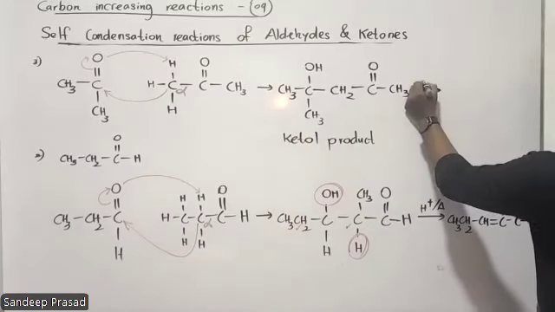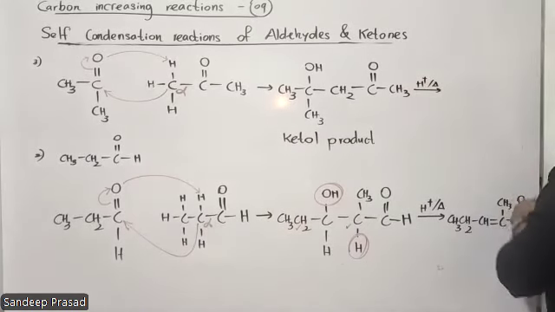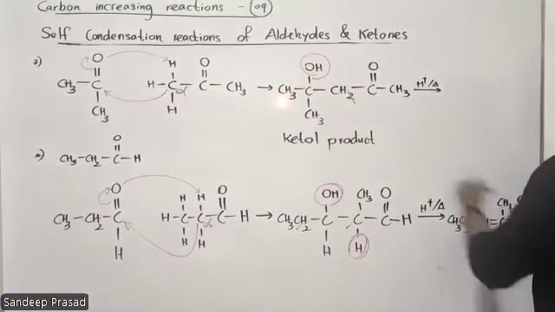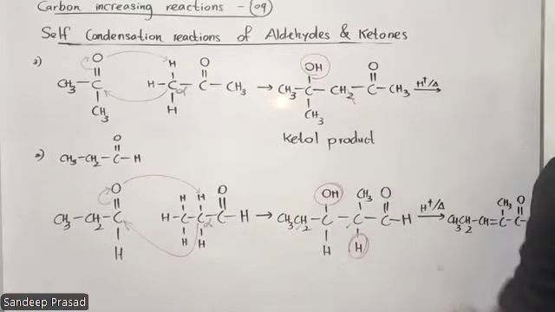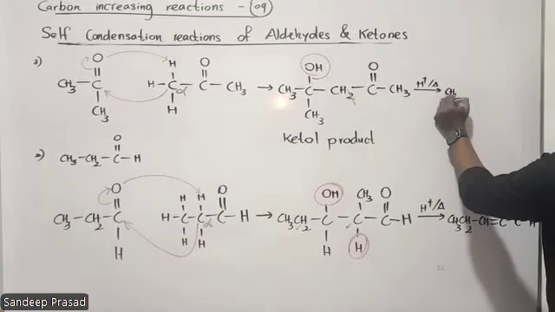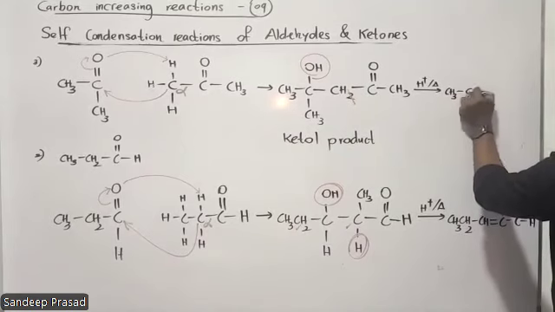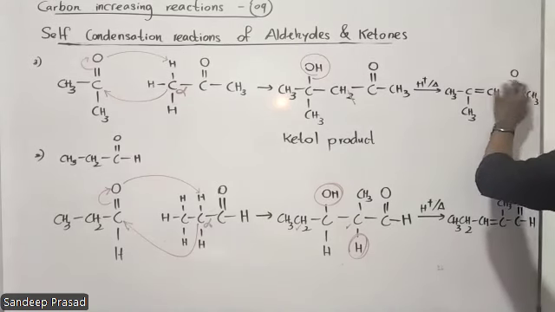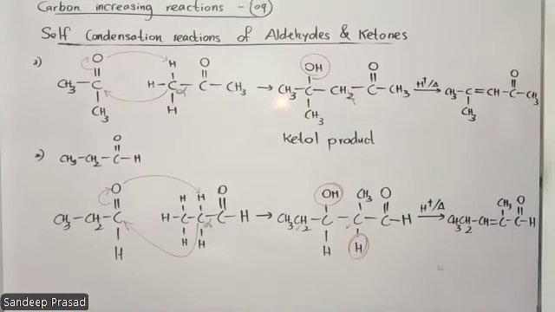So after addition of H plus, what will happen? OH is eliminated with one of the hydrogens, from the carbon atom containing more hydrogens, CH3. CH3 double bond CH, CH3. Okay, so this is an alpha beta unsaturated ketone. Alpha beta unsaturated ketone.